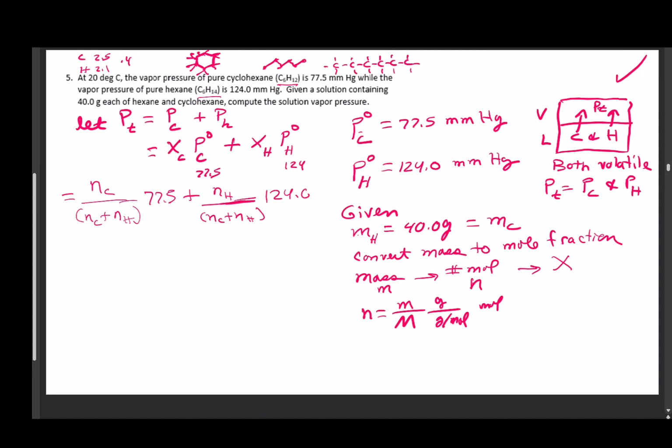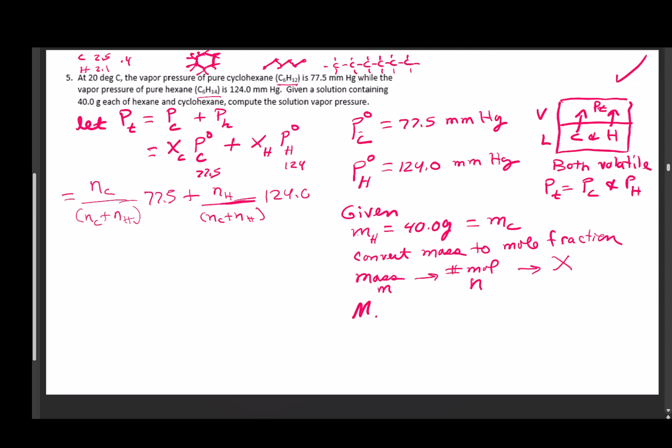Since they're both nonpolar, they can mix together through London dispersion forces. So the London dispersion forces between the cyclohexane and the hexane are going to help them mix together. Anyway, we need to convert these masses to moles. So we need the molar mass of the cyclohexane.